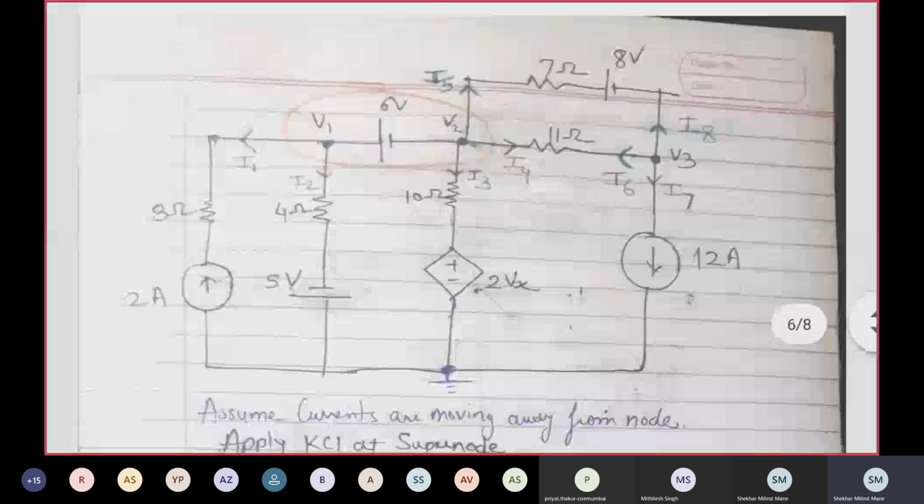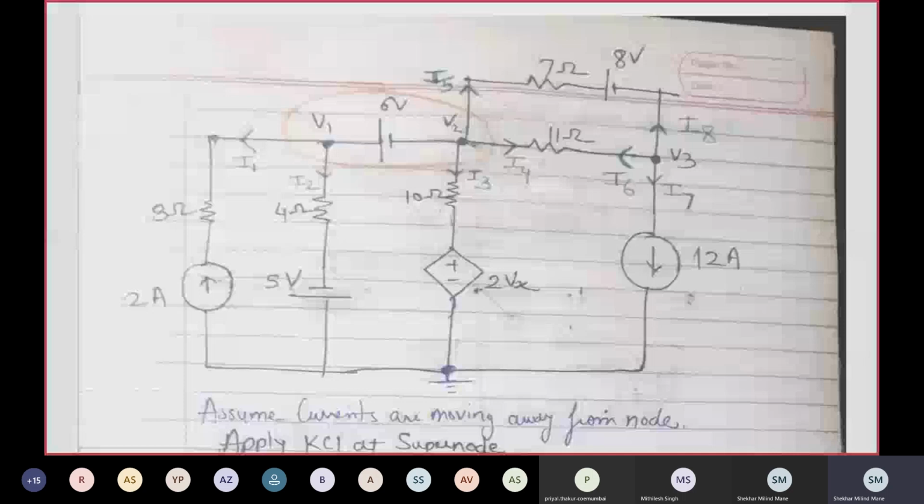Now all of you see this diagram. This V1 and V2 form a supernode. From observation we have written the value of Vx and the supernode equation, that is V1 minus V2 is equal to 6 volt. Two equations we got.